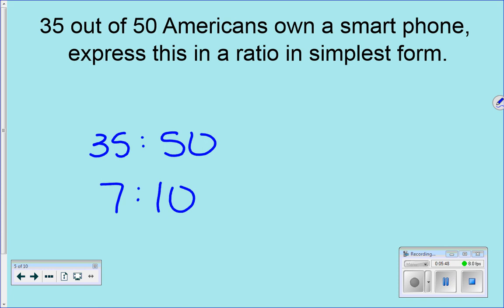I don't know if this is true. I just made it up. You think it's higher? It's probably higher than this. Yeah, there's a lot of older people. That's true. Never thought of that. A lot of older people don't have smartphones.